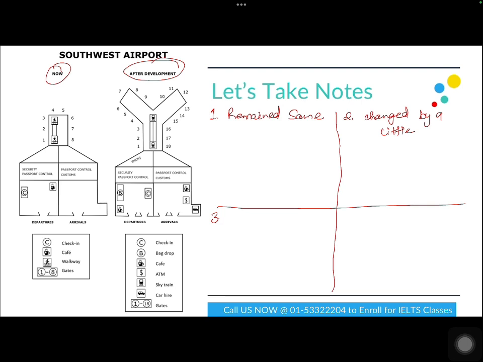The third one is components that have completely been removed. So what are the components that have been removed? Things that were there before but are not there now. And what are the components that have been newly added?